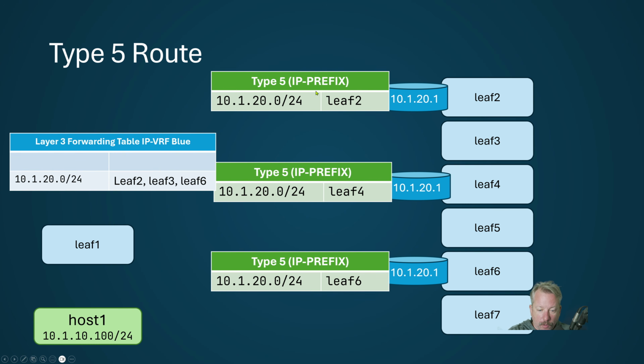So what I'm going to do right now is go onto the leafs, to leaf 4 in this case, and turn off the type 5 routes. I'll do leaf 3 and 4 because I think they both have VLAN 20 on them. So we're not going to send those type 5 routes.